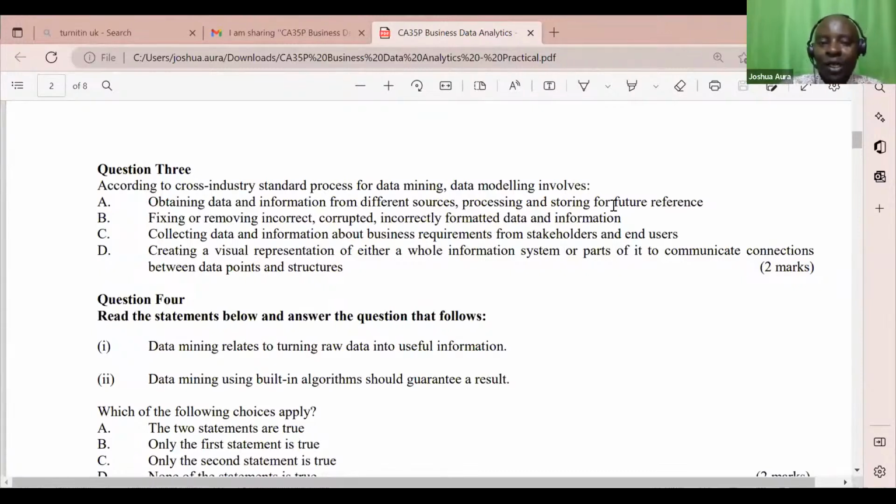When we talk of data modeling, it's creating a visual representation of either a whole information system or parts of it, to communicate connections like y equals a plus bx, the regression equation, or connections between data points and what we call structures.